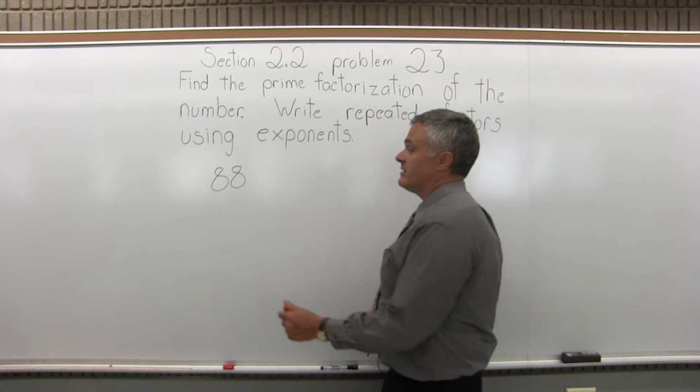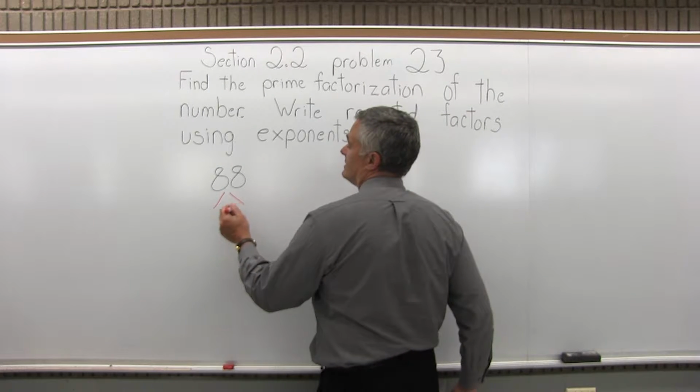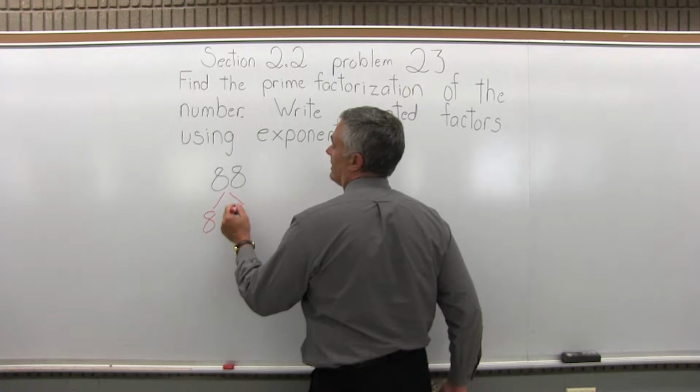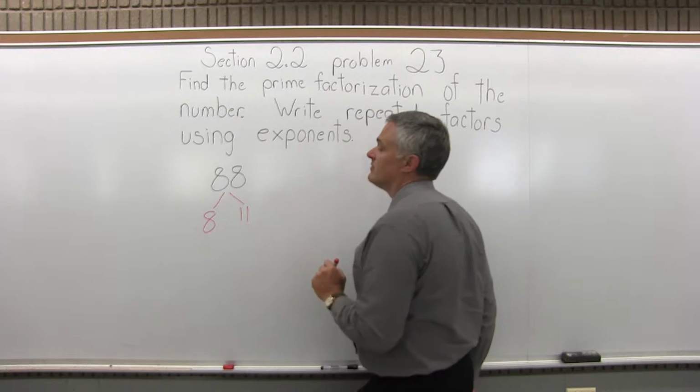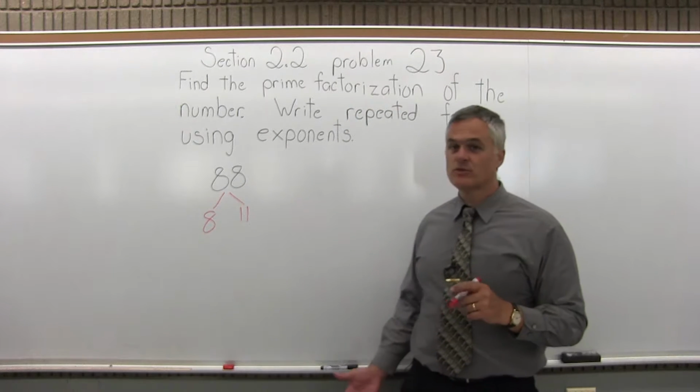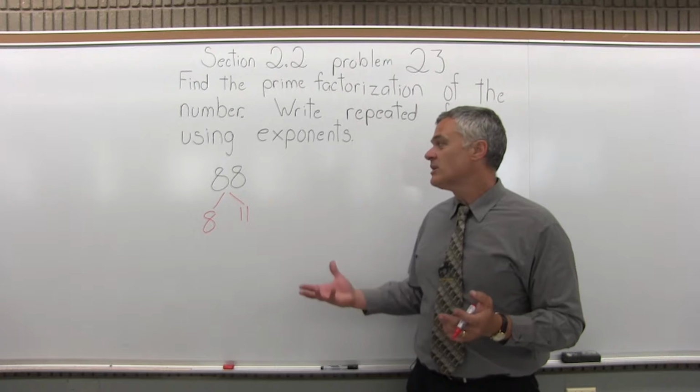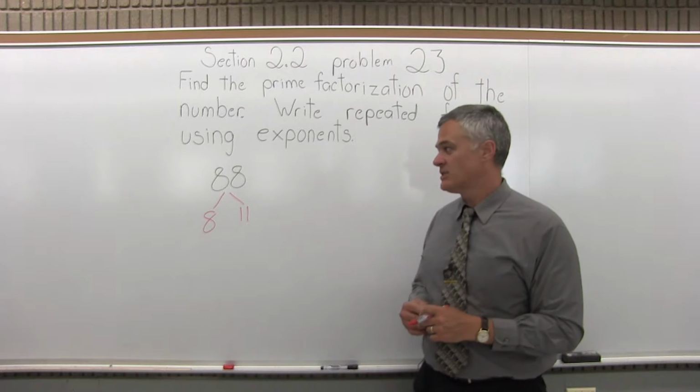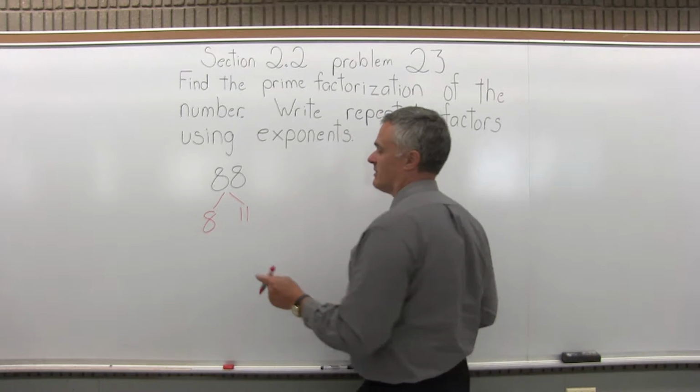So the first thing I think of when I split up an 88 is 8 times 11. And again, you could start it other ways, like 2 times 44. In the end, you'll come up with the same prime factorization. I saw 8 times 11 is the first thing in my head.